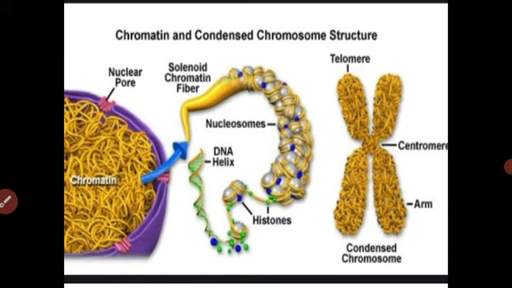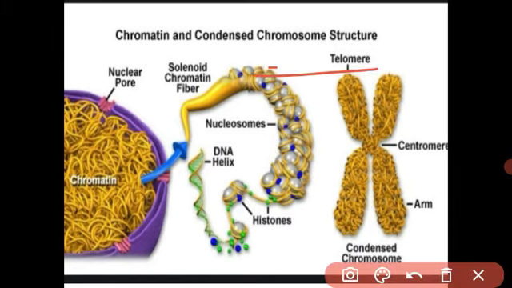See, have you seen Maggie? Miss, the chromatin fiber is like Maggie, which is present in the nuclear membrane. It is a thread-like structure. It is a long thread-like structure. It's called the chromatin fiber.